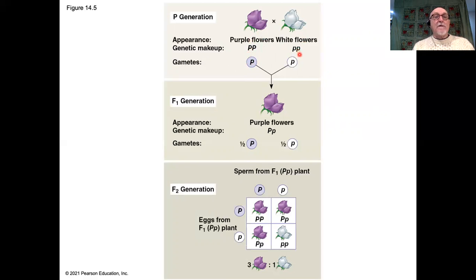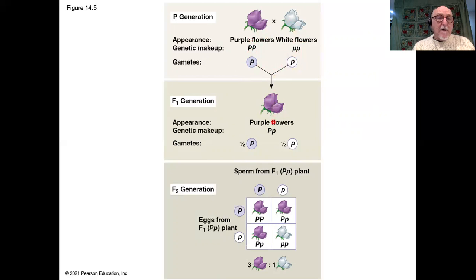In the white flowers, remember, this is true breeding. If I allow this to self-pollinate, it's going to produce white flowers. It tells me there's absolutely no big P present at all. It's all little p. Its gametes, all it can have is little p. Now we're going to put them together. We're going to allow them to fertilize one another.